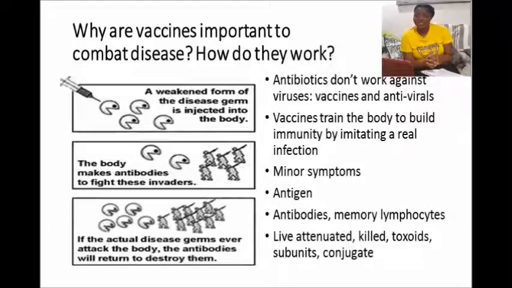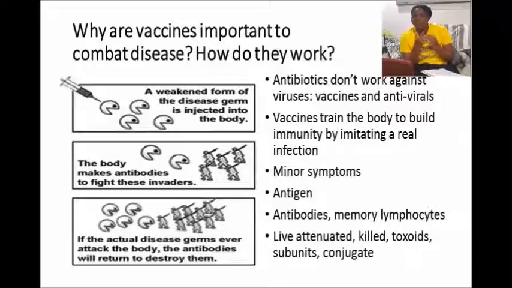So if you look at this slide, it shows us how vaccines work. Vaccines are, I think, the biggest thing that has happened in the world of virology as far as protection against viruses is concerned. So what happens is, when a weakened form of a germ, a virus, is injected into the body, the body has a very complex way in which it protects itself against microorganisms.